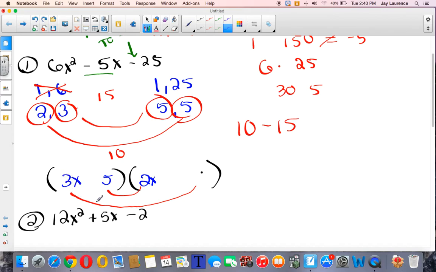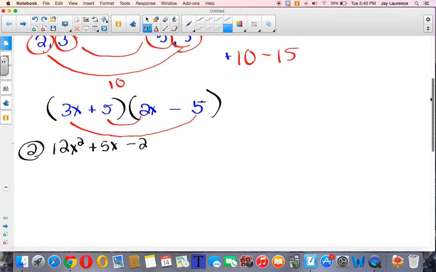Now, the 3x got multiplied by a 5 as well. Right, so you follow the 3 to the 5. Now, the 15 was negative, so I need a negative 15, so that must be a negative. And the 10 was positive, so this 5 must be a positive, and there you go, it's factored. Kind of crazy. Let's try another one.